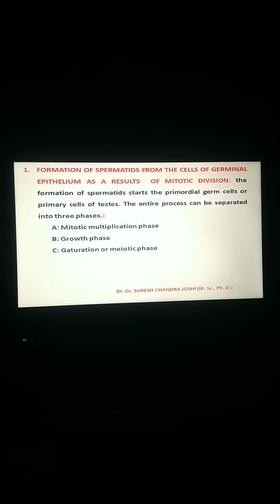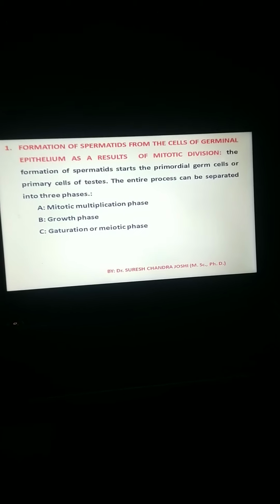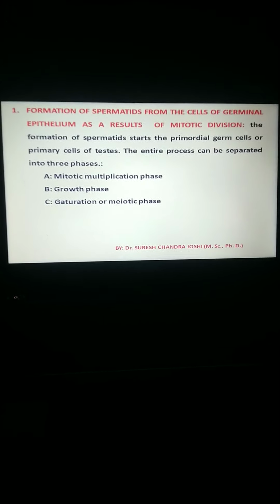Number one, formation of spermatids from the cells of the germinal epithelium as a result of mitotic division. This phase is mainly separated into three phases: number one, mitotic multiplication phase; number two, growth phase; number three, maturation or meiotic phase.